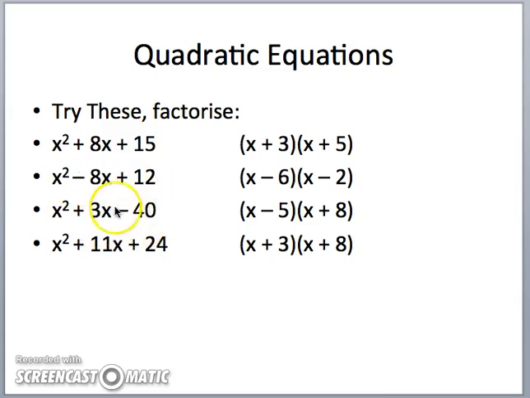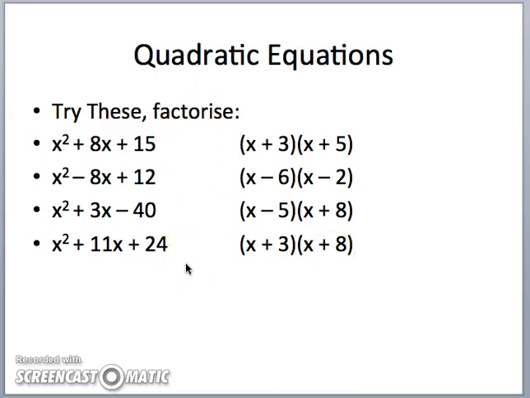Here again, we need the factors of minus 40. So we'll need to make this negative, so one of the factors has to be negative and one positive. We need them to add to 3, and the ones that add to 3 are 8 and minus 5. And finally, the last one, two factors that multiply together to give you 24 and add together to give you 11. Well, 3 8s are 24 and 3 plus 8 is 11. And we've got those.